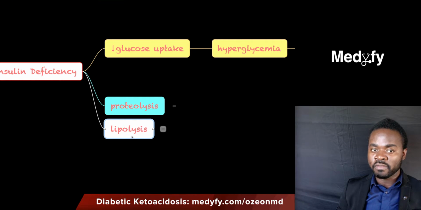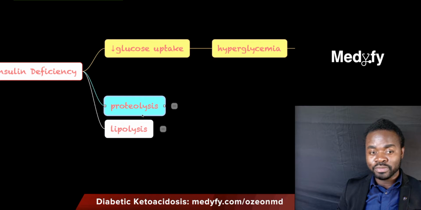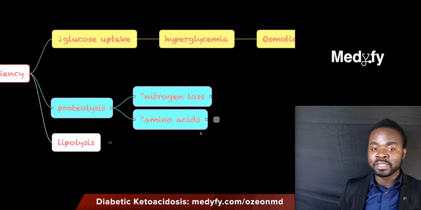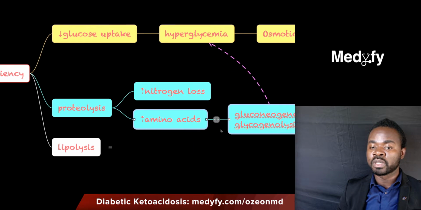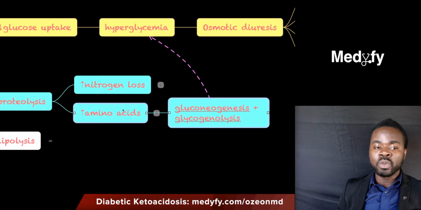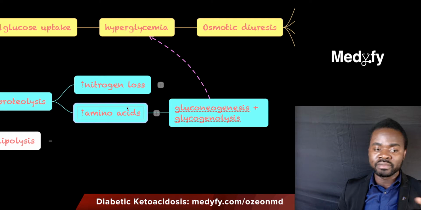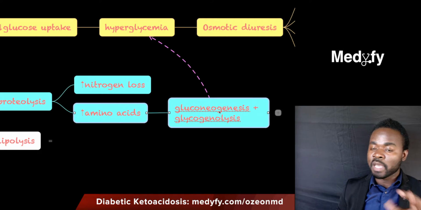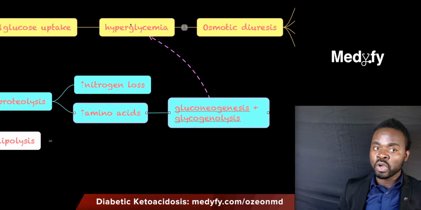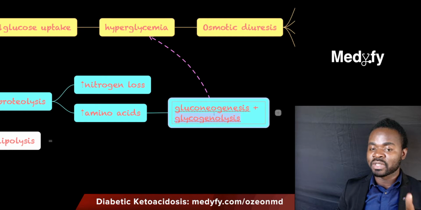For example, the fatty acid. So fatty acid breakdown is called lipolysis. Your body also tries to find glucose from protein sources, and that's called proteolysis. So in proteolysis, essentially, you are increasing your nitrogen loss because you're breaking down the proteins, and you're increasing your amino acid production. Recall that the reason why you're increasing your amino acids is because amino acids can be salvaged to cause more glucose to increase. That process is called gluconeogenesis versus glycogenolysis.